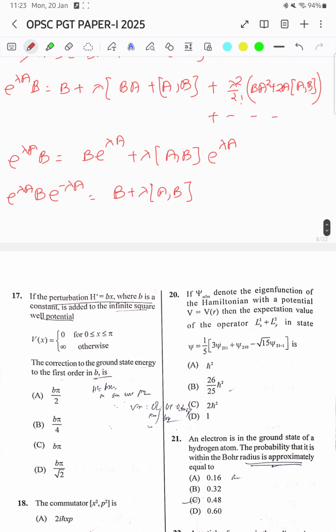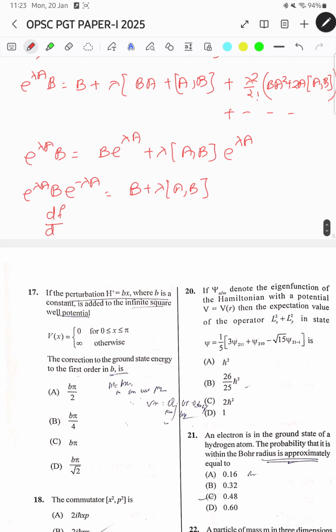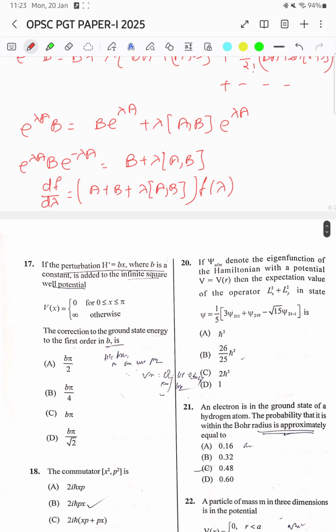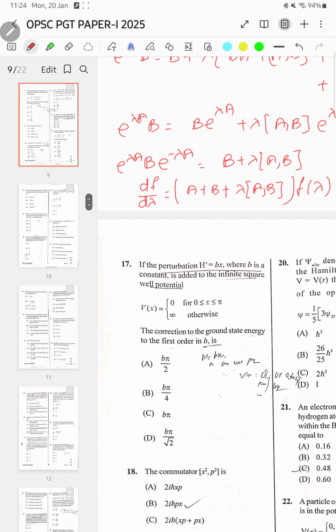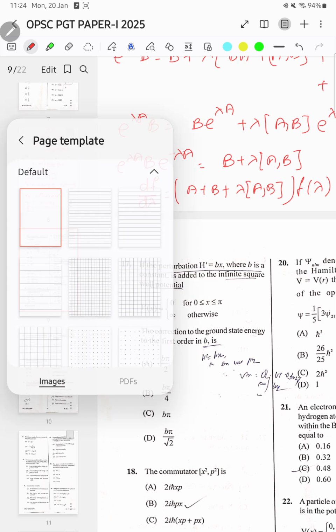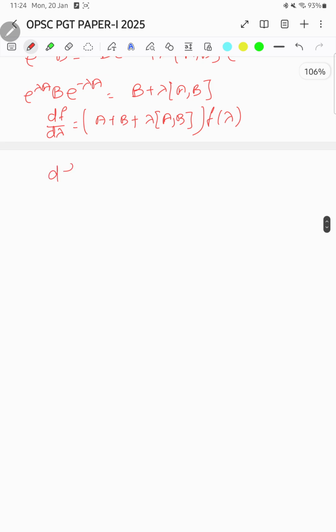Df upon d lambda, so I will just put it there. Df upon d lambda will be equal to now a plus b plus lambda [a, b], and outside I have f of lambda. Okay, so I will do the variable separable here. Let me add one page also here. Okay, fine. So df upon f of lambda will be equal to a plus b plus lambda [a, b] commutation into d lambda.